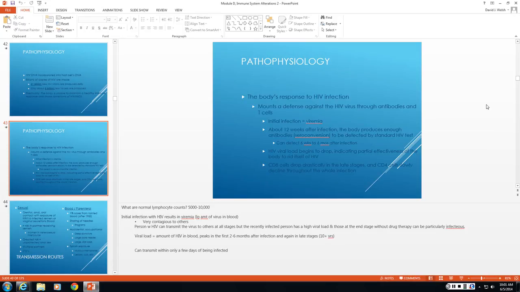So when we talk about viral load, we're talking about the amount of HIV in the blood. Like we talk about, it peaks usually within the first 2 to 6 months after the infection, and again in the late stages, so 10 years plus. People that are infected can transmit the disease within a few days of being infected.